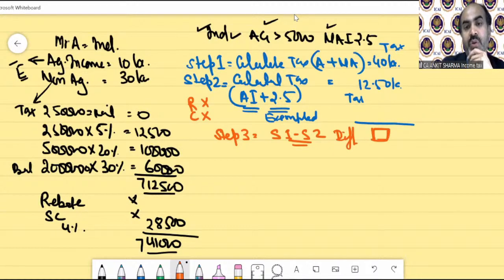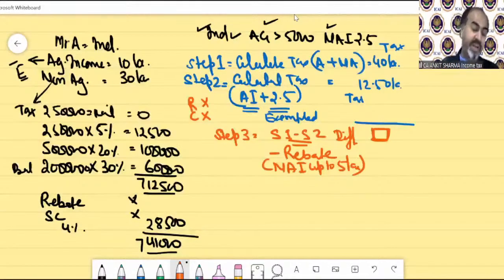Now we will impose rebate and cess provision. Rebate can be deducted if your non-agricultural income is up to 5 lakh. There's a rebate concept: if you are an individual plus resident, only in that case can it be deducted, and only if your non-agriculture income is up to rupees 5 lakh. In our example, the non-agriculture income is 30 lakh, so rebate is not applicable.